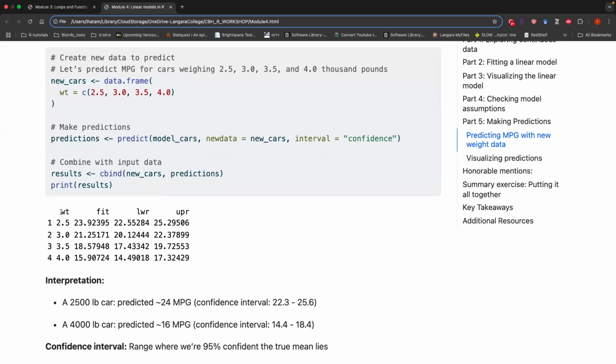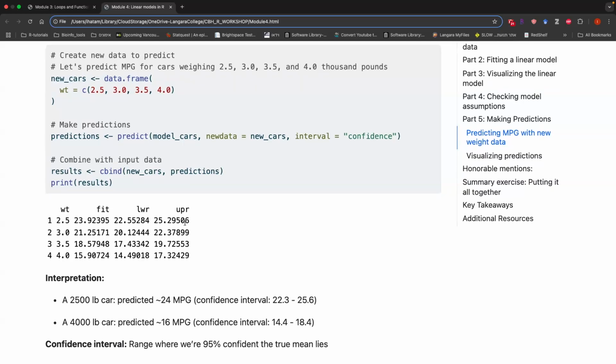And these are the values I've used here: 2.5, 3, 3.5, 4. So those are the weights. This is the fitted value. So again, about 24 miles per gallon for this one, about 21 for this one, about 19 for this one, and about 16 for this one. Does that make sense to you guys? And then the lower confidence interval and the upper confidence interval, 95% confidence. Okay, that's it. That's what we're getting.